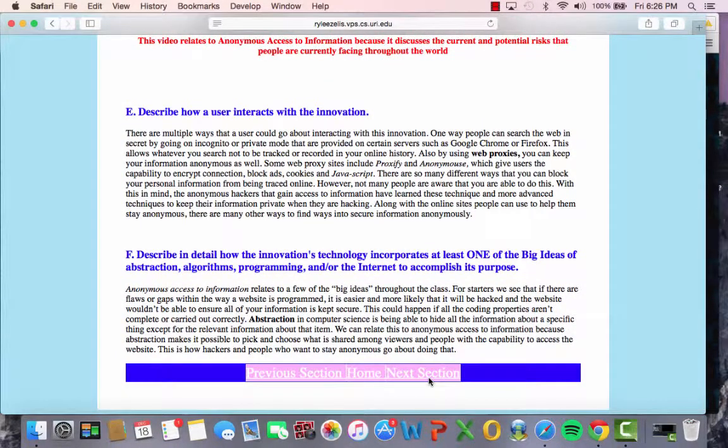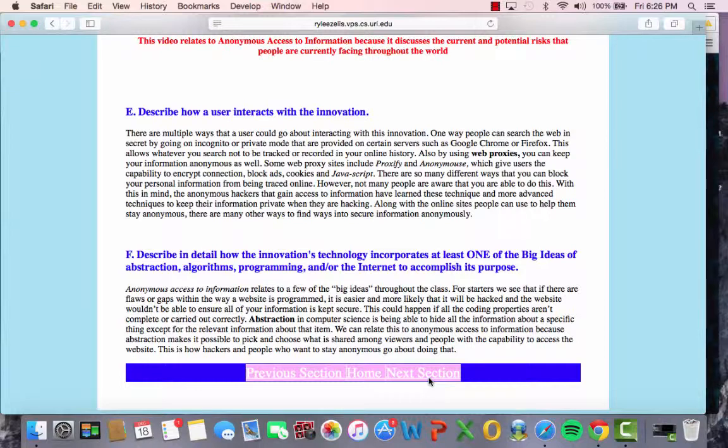For F, I had to describe in detail how the innovation's technology incorporates at least one of the big ideas of abstraction, algorithms, programming, and/or the internet to accomplish its purpose. Well, when programming a website, if there's flaws in it, it makes it easier for a hacker to hack into that website. Also, with this, abstraction in computer science, which means being able to hide all the information about a specific thing except for the relevant information, can be related to this topic.